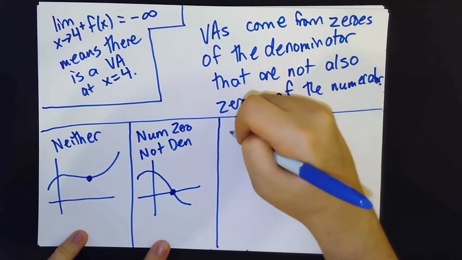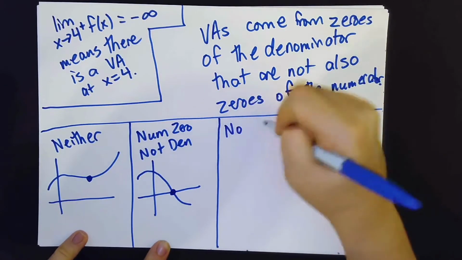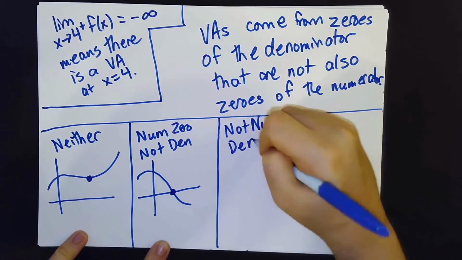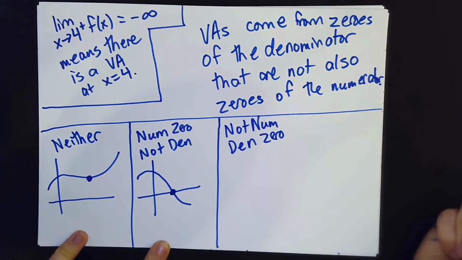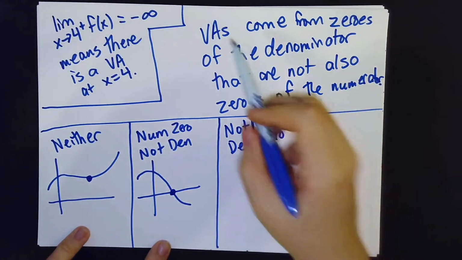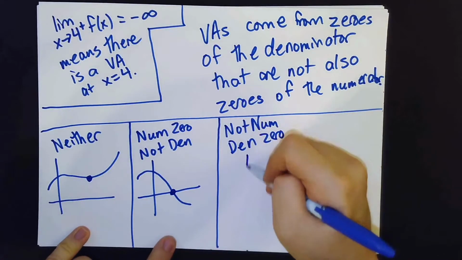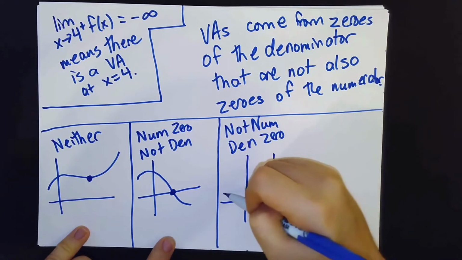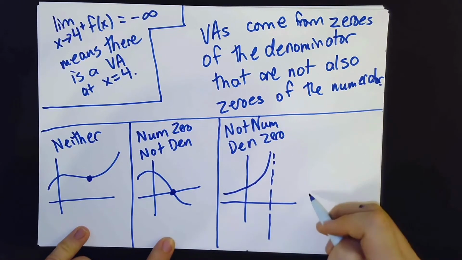Okay, what about not the numerator, but the denominator being 0? What does that end up looking like? That's the description of vertical asymptotes. And so this is where we end up with something that looks broadly like this.